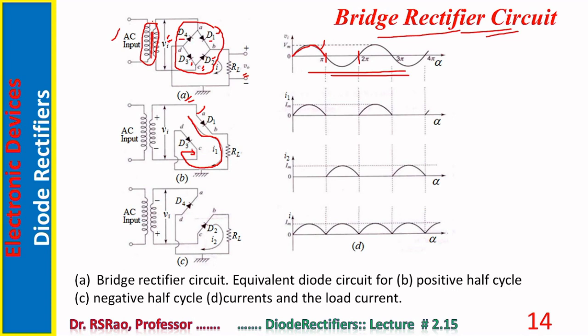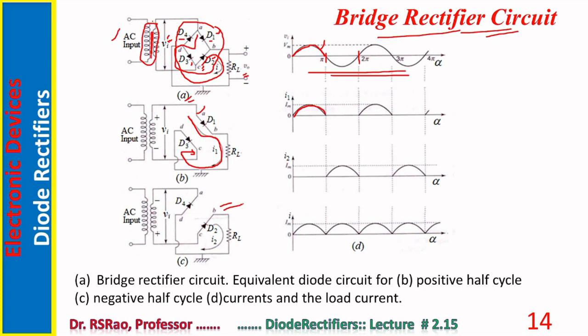D1, load, D3. The resultant current is sketched here, I1. During the negative half cycle, C is positive, A is negative. As a result of that, D2 becomes on and also D4. So D2, D4 both become on and current flows through D2, load, and D4 like this.